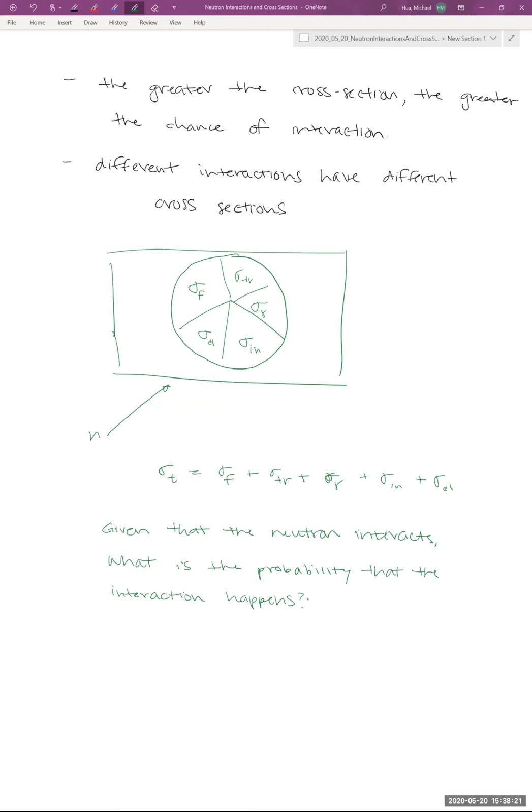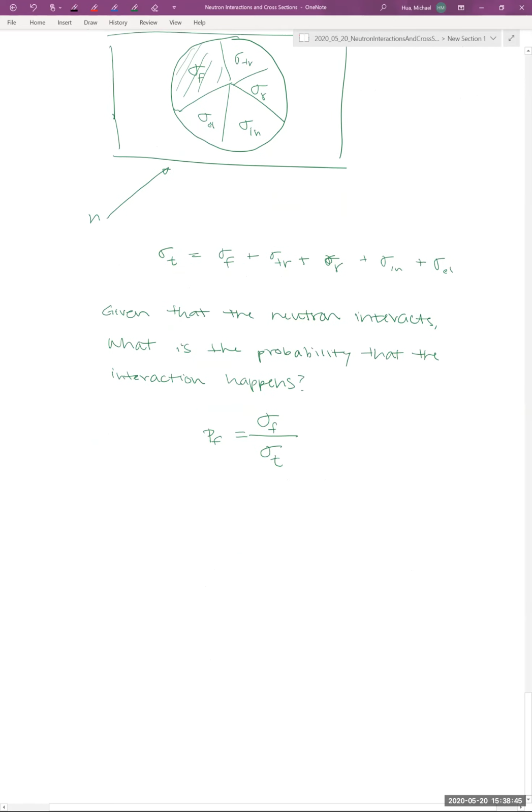And the answer here is the proportion of the area that is fission relative to the total, or that the probability of fission is equal to the fission cross-section over the total cross-section. So these cross-sections have units, and like our conceptualization, the units of cross-sections are area.